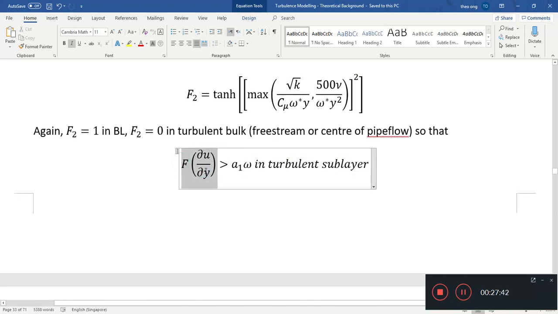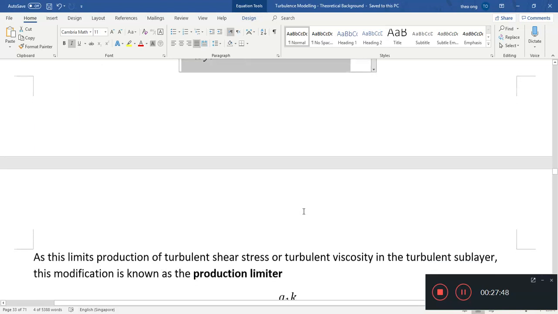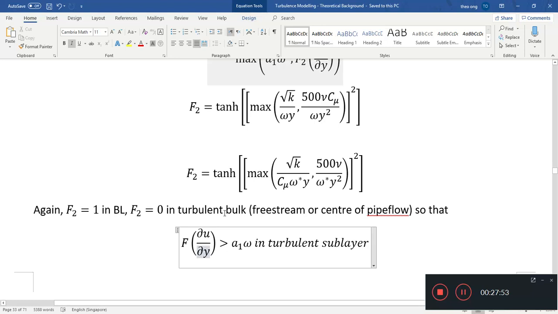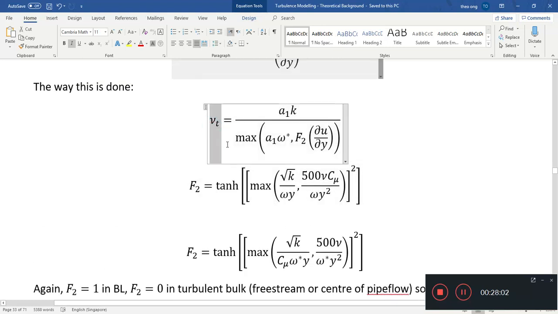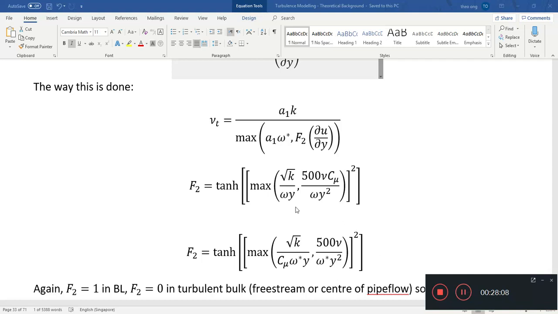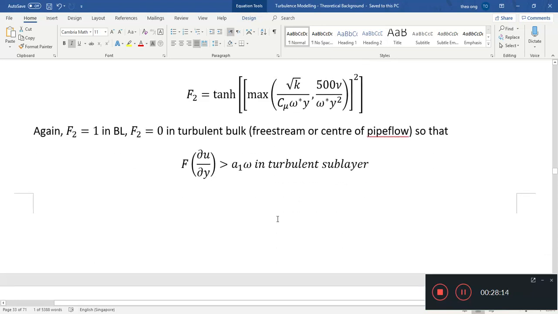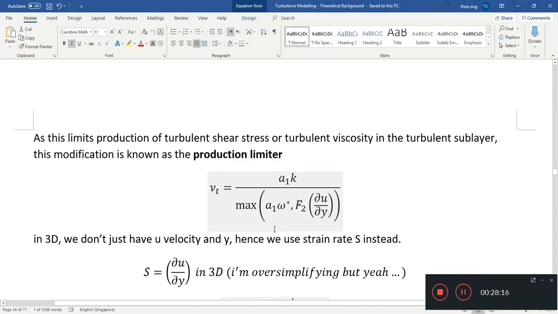So F2 du/dy is more than A1 omega in the turbulent sublayer. Of course, in the bulk flow it is the other way around, and this actually limits the production of Reynolds stresses, or it reduces the turbulent viscosity. It reduces the turbulent viscosity here artificially. It suppresses that inside the boundary layer. So if it reduces the turbulent viscosity artificially in the boundary layer, then it kind of reduces the production of turbulence in the boundary layer. So this modification is sometimes known as a production limiter.